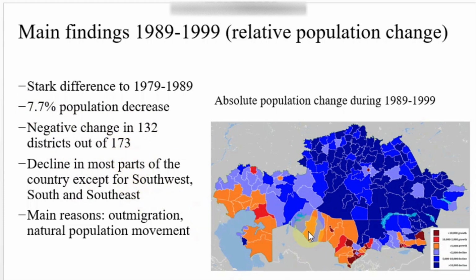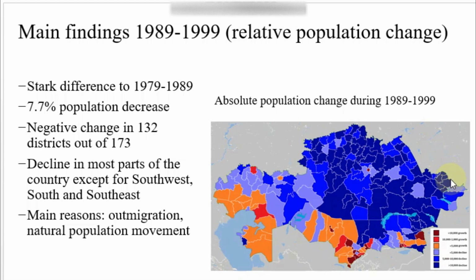The main reason for such a severe population decline is, of course, the collapse of the Soviet Union and the resulting outmigration of the population, mostly Slavic population, to other parts of the USSR. Then the severe economic crisis of the 1990s also had a certain negative effect on population growth in Kazakhstan.